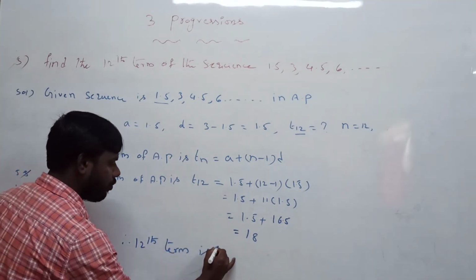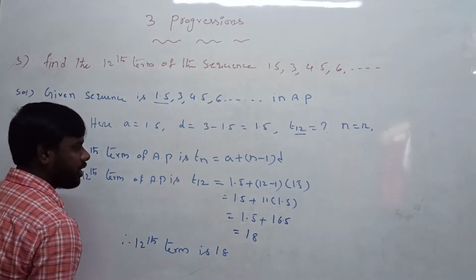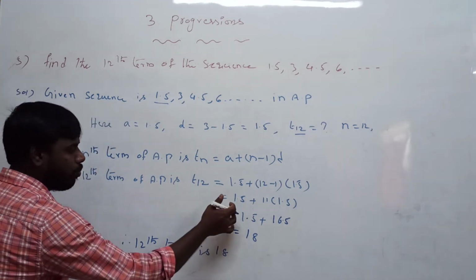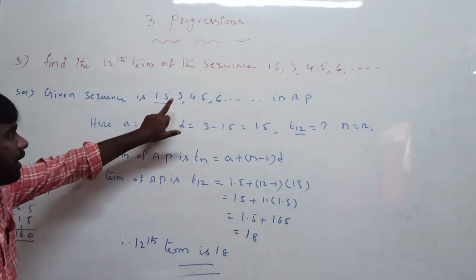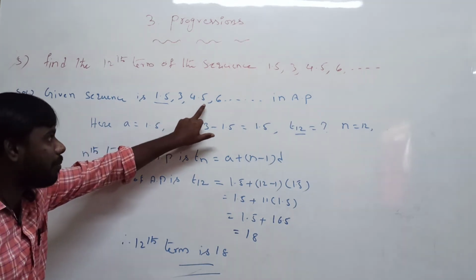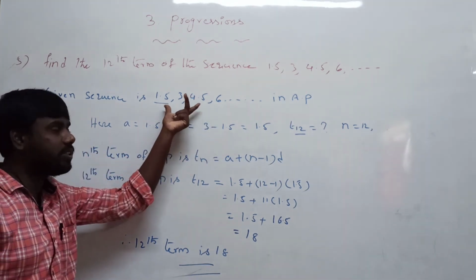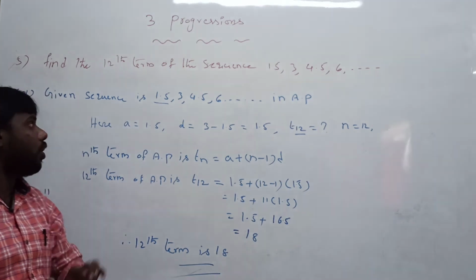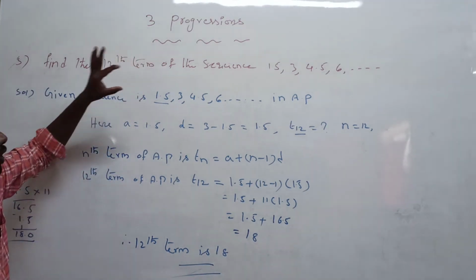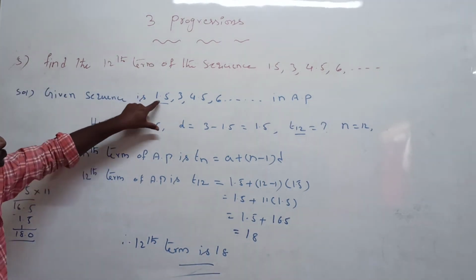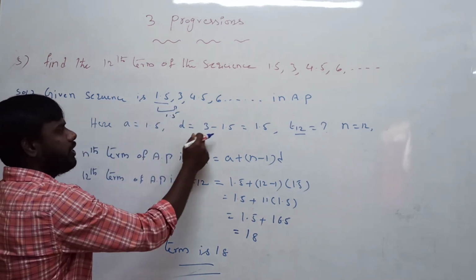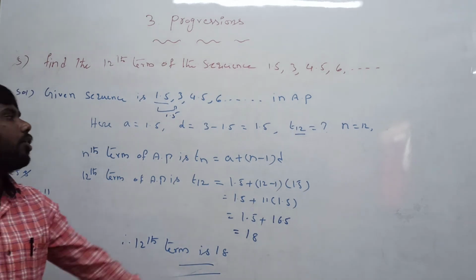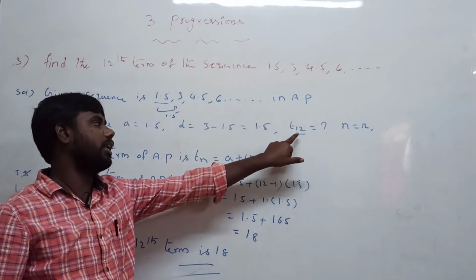So we are understanding each and every step. That's why I am writing more steps. Okay. Now what is the given sequence? The sequence is 1.5, 3, 4.5, 6. This is definitely a sequence in arithmetic progression. What is the first term? The first term is denoted by small a is equal to 1.5. d is the common difference value, 1.5. d is equal to 1.5. They are asking to find the 12th term. So n value is 12.